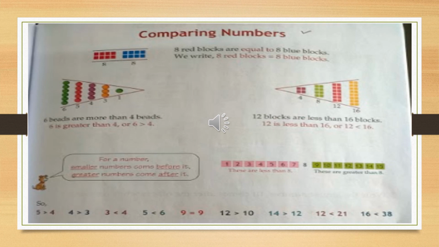So, what sign should we put? I already told you in the earlier slides. 8 and 8 are equal. Neither one is less nor one is more. So, we will put the sign of is equal to here.